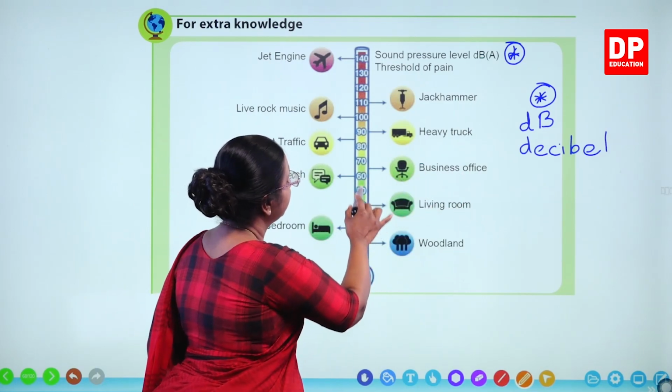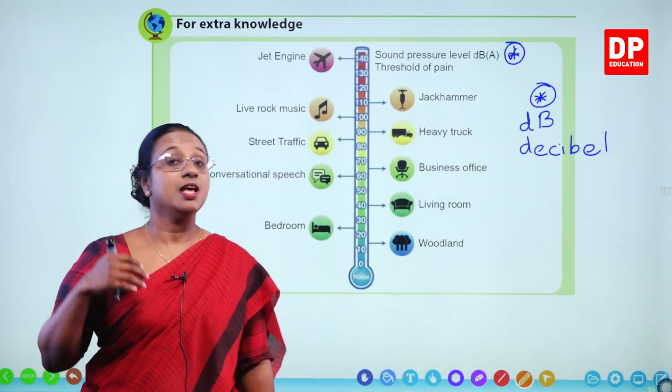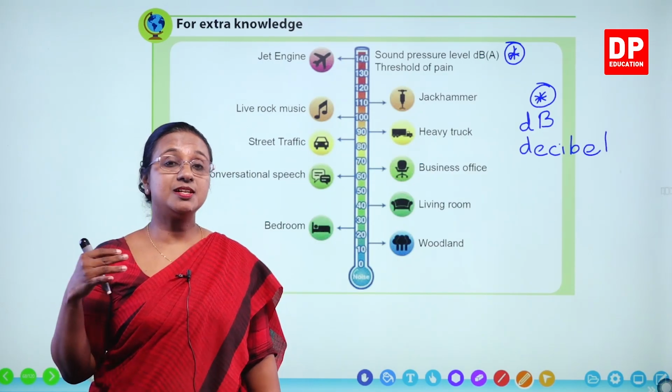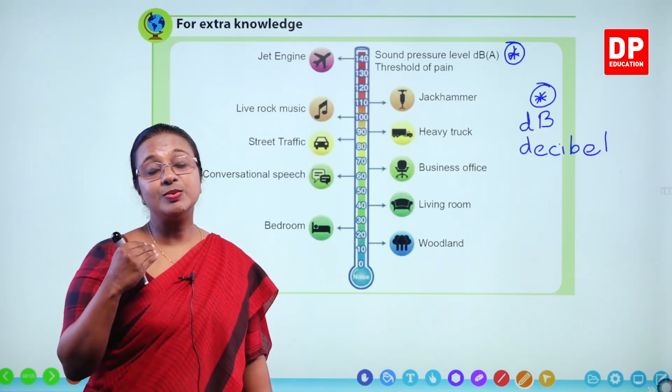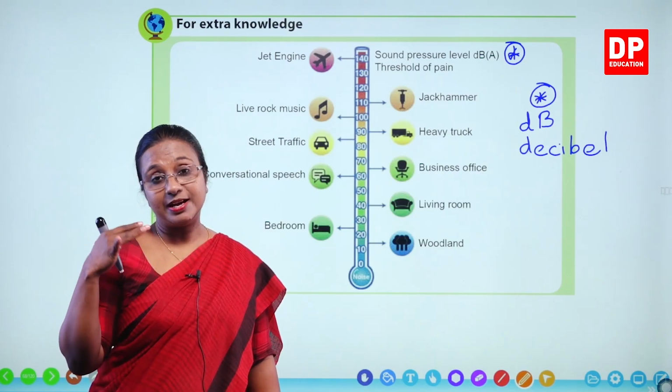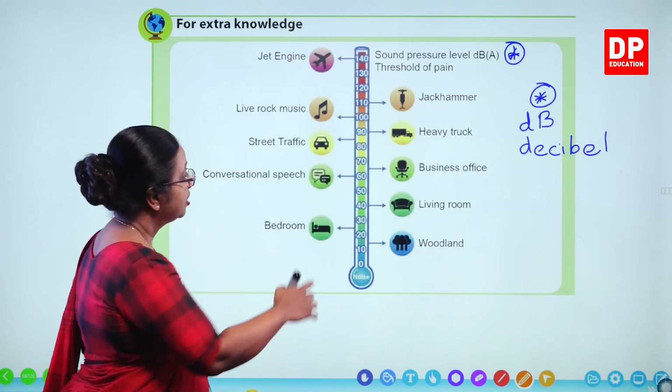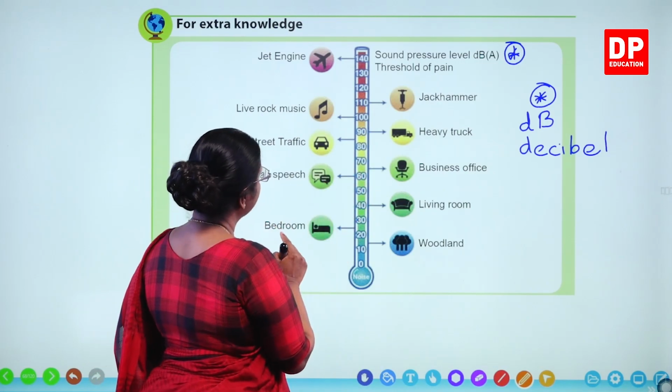Thereafter, the business office is between 60 and 70. There are a lot of professionals working together. They want to make their point. They have to converse with each other. So, they do make a certain amount of noise. So, the intensity is between 60 and 70.